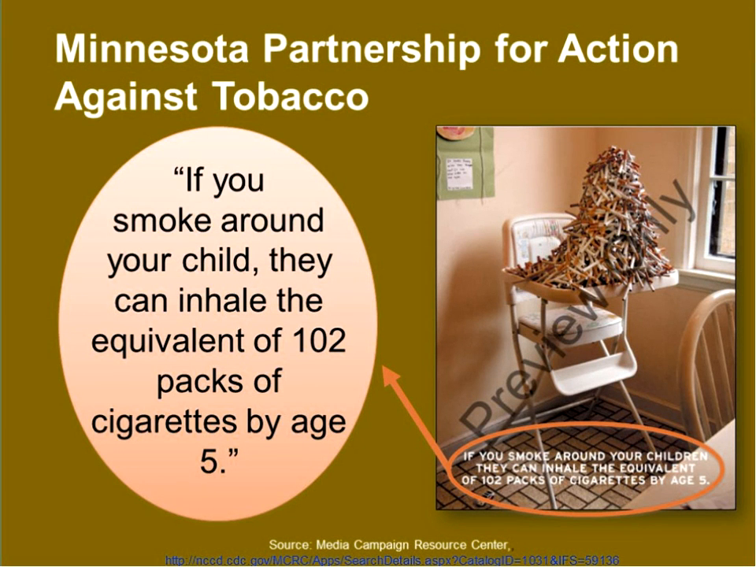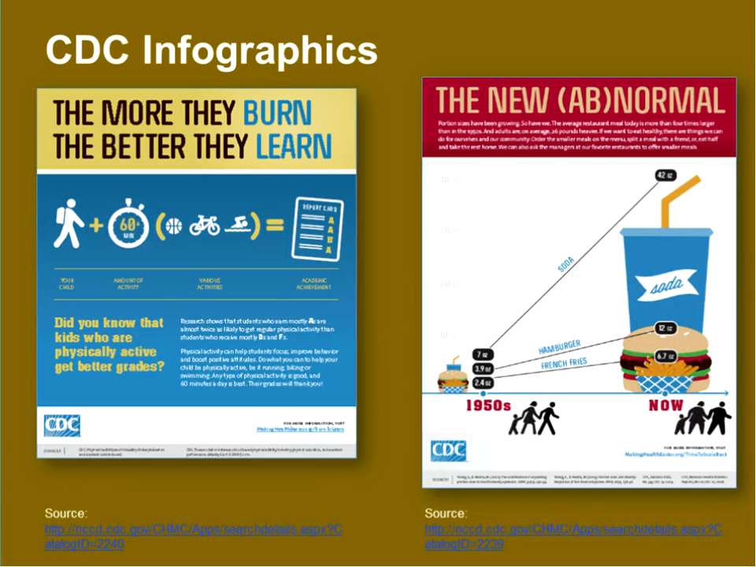In the same way that Arkansas used a visual of cigarette packs, the Minnesota Partnership for Action Against Tobacco created this powerful visual to complement the social math of the ad copy. If you smoke around your child, they can inhale the equivalent of 102 packs of cigarettes by age 5. Again, the ads on this slide and the previous slide were taken from the Media Campaign Resource Center, and links to each ad campaign is underneath the corresponding image.